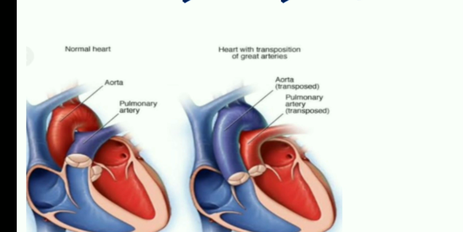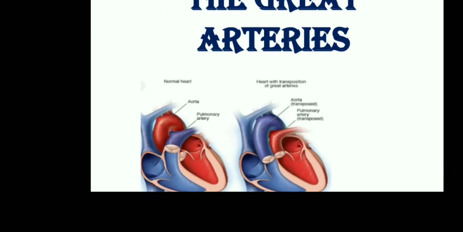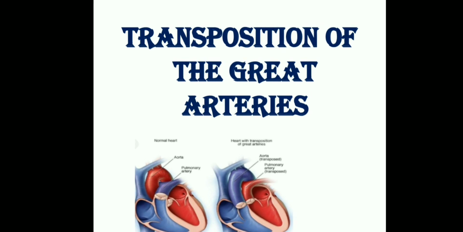Transposition of great arteries occurs when the pulmonary artery originates from the left ventricle, and the aorta originates from the right ventricle, so it is reversed. All of you clear? This condition is called transposition of great arteries. The two great arteries in the heart are the pulmonary artery and the aorta.